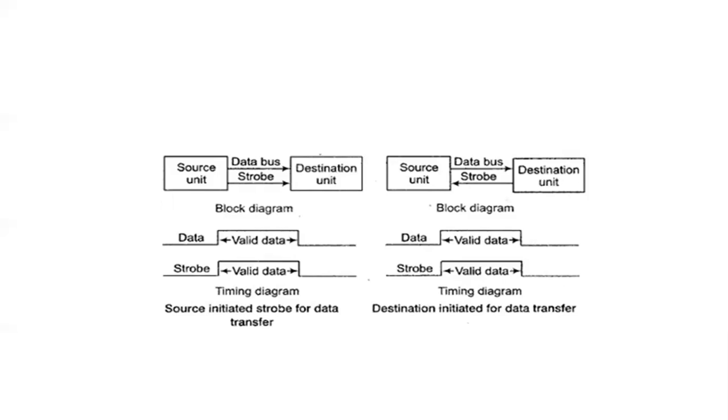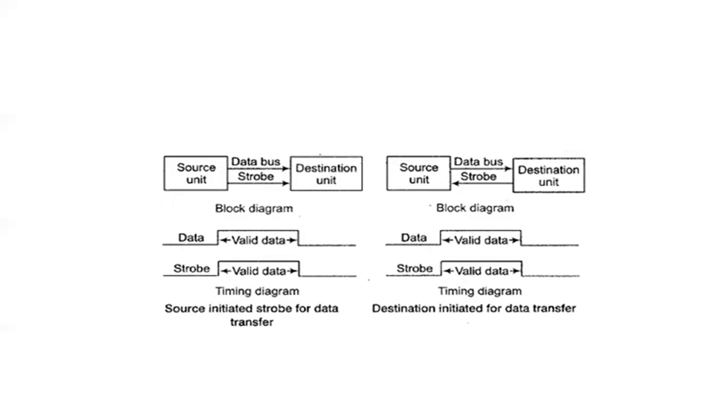The block diagrams show the two ways of data transfer. In the first, the source unit transfers the data to the destination unit, and in the second, the destination unit transfers the data to the source unit, which is exactly the reverse of the first block diagram. Here, the data and strobe are both shown in a timing diagram, and the source unit and destination unit are shown in a block diagram.